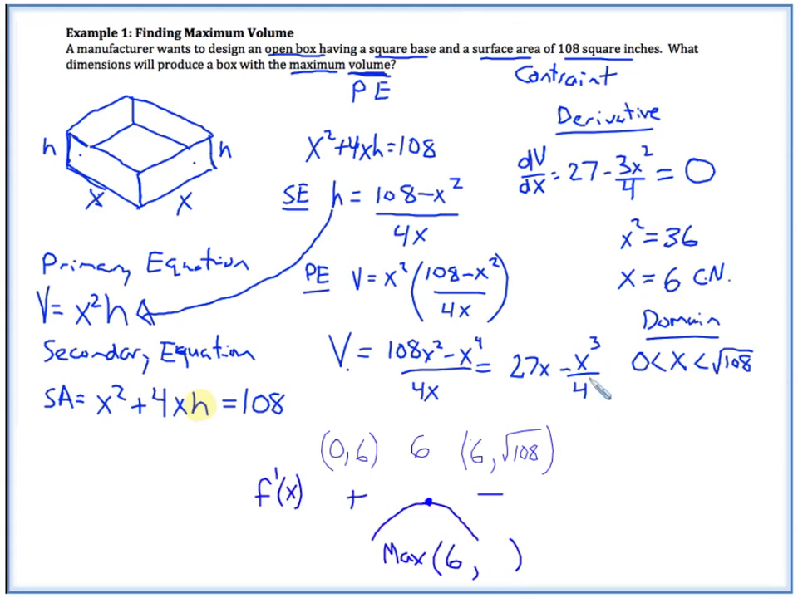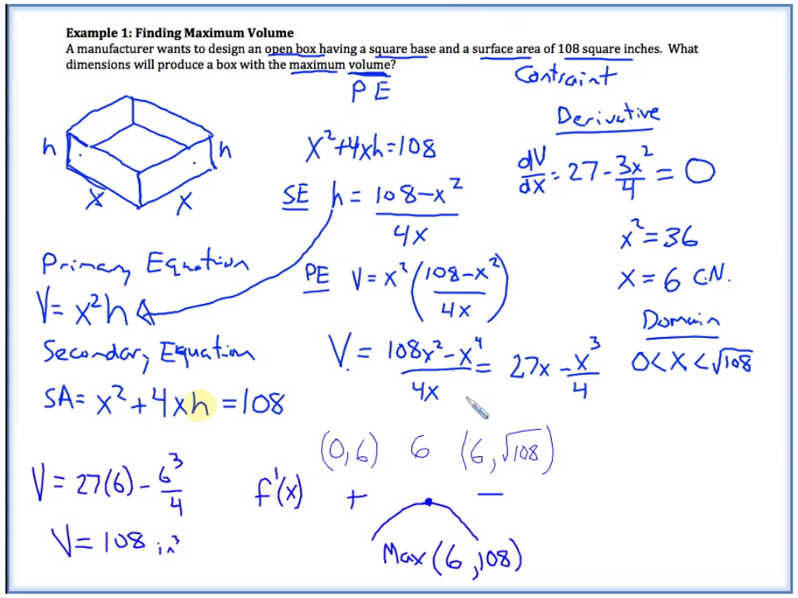Now we can find what the actual volume is by substituting it back into our volume equation, which is right here. I'll just do that right here. So volume is 27 times 6 minus 6 cubed over 4. And we actually get a volume here of 108 cubic inches. So the maximum happens here at (6, 108).